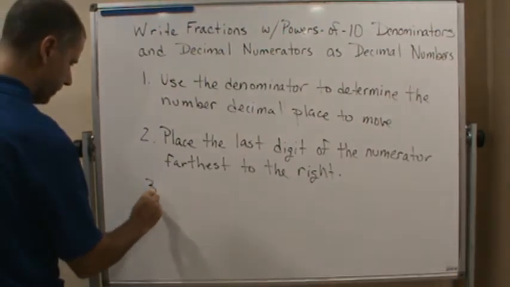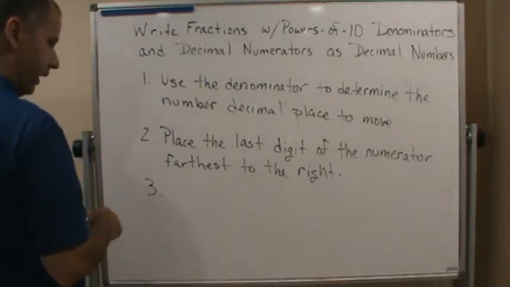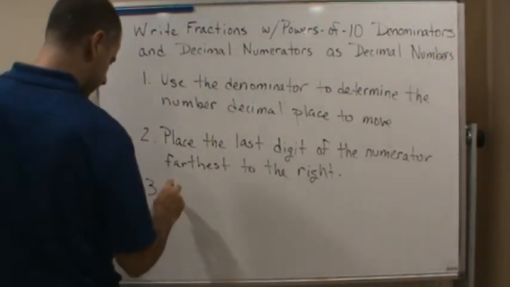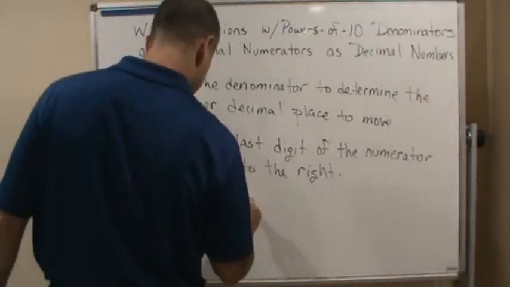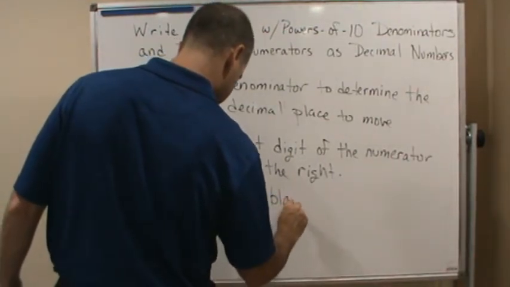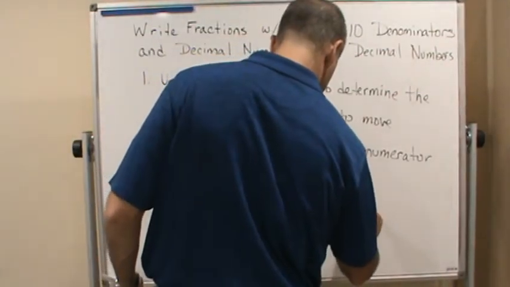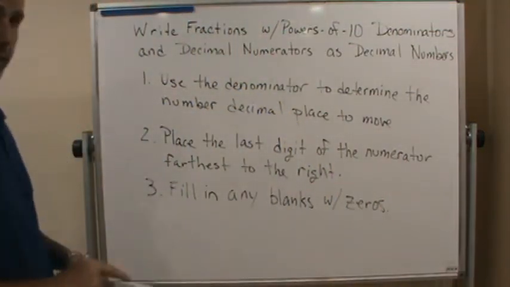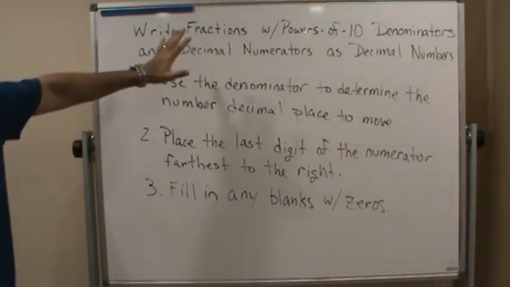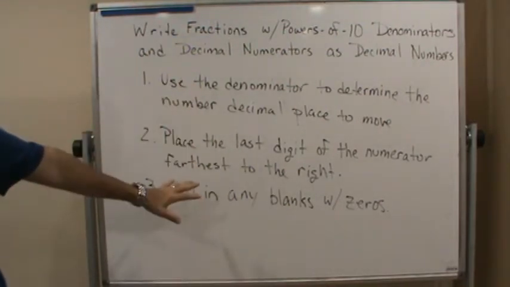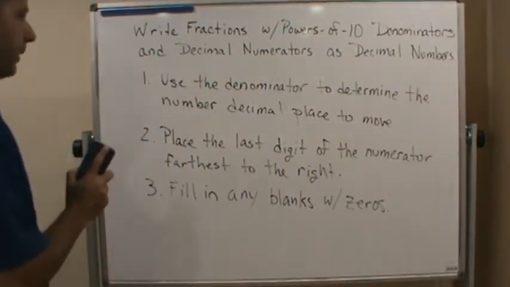Farthest to the right. And then basically we're going to fill in any blanks to the left of the digits here with zeros. So that's the three-step process that we're going to use. Okay, so now write this down because we're going to do an example and I'm going to show you how this works. Before we do that, let's talk about a couple of other things.